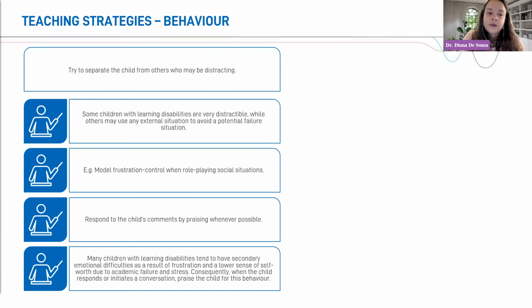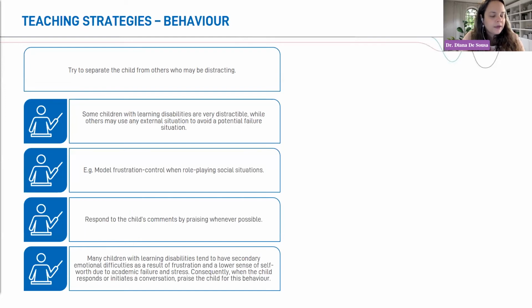So trying to separate the child from others who may be distracting, particularly children with ADHD, for example, will be helpful to try and keep them in the front of the class, preferably away from the door where there might be more distractions. And some children can be quite distractible, while others may not be. And it's important to model frustration control when role-playing social situations and responding to the child's comment by praising whenever possible.